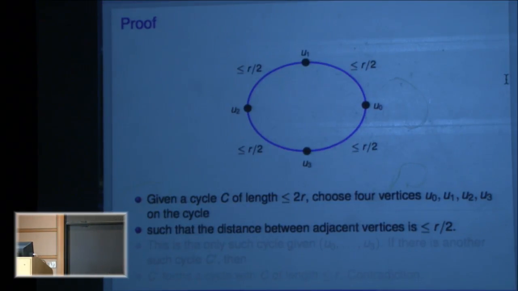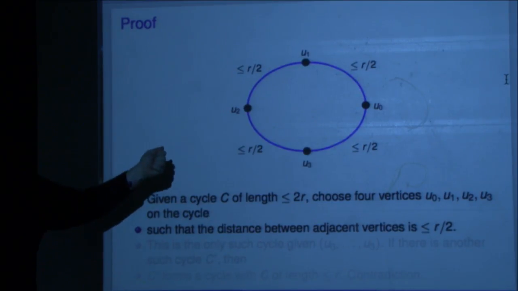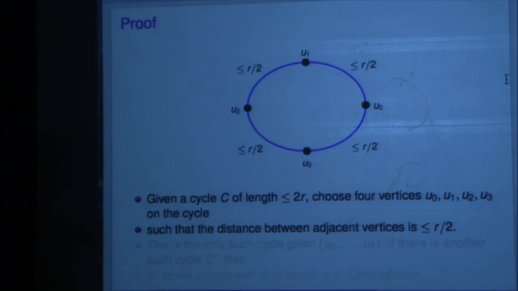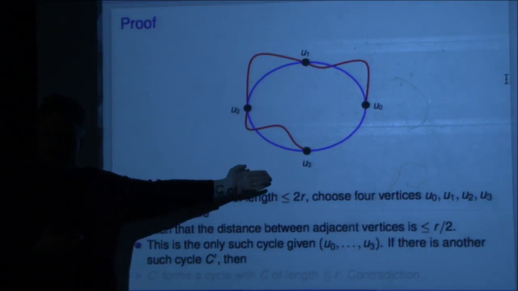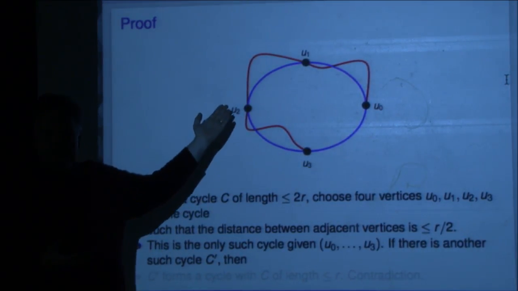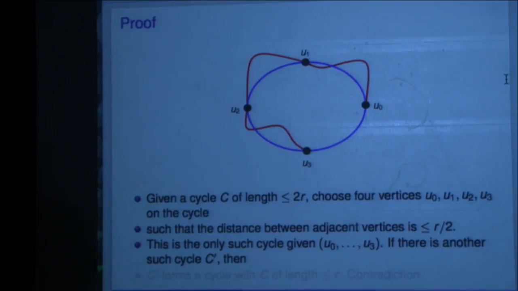Well, it turns out that if you're given these 4 vertices, this is the only cycle which goes around these vertices in order with length at most R over 2 on each segment. Let's see why this is true. Suppose there's another cycle that does this. We'll call it C prime, the red cycle. C prime might coincide with C on some of the segments, but then it's going to differ at some point because it's different. Look at any point where they differ, let's say between U1 and U2.